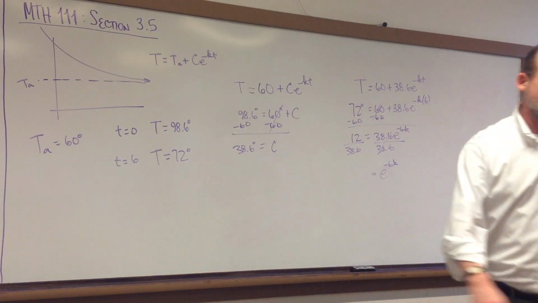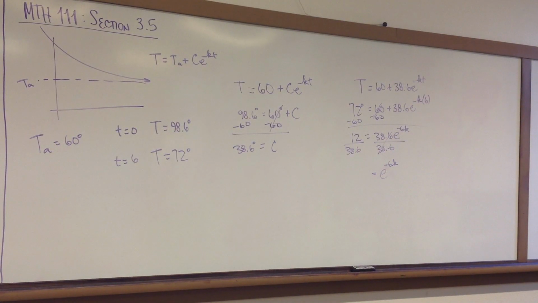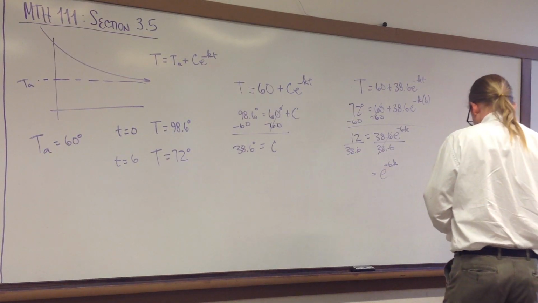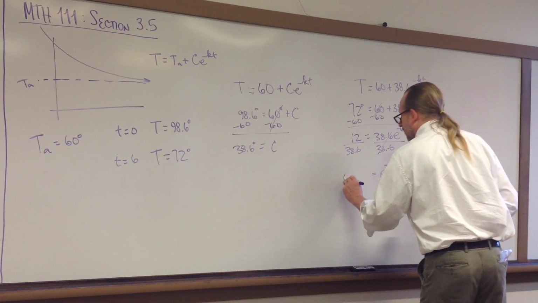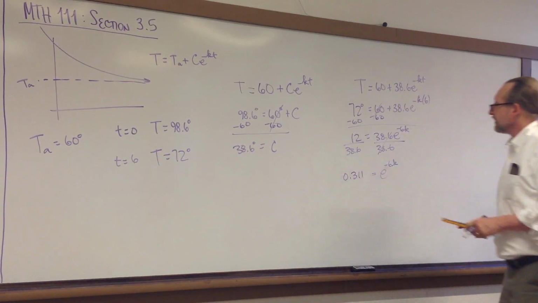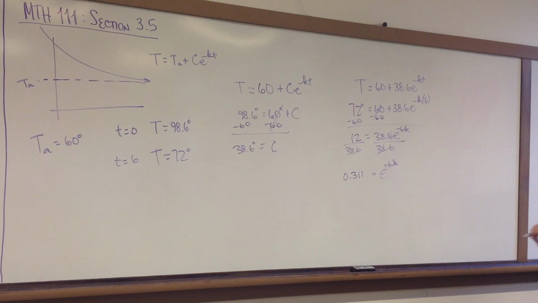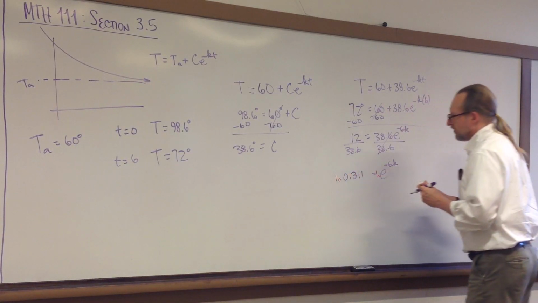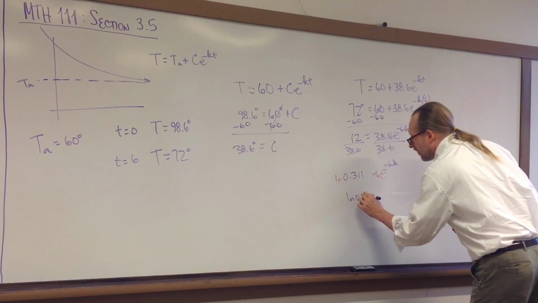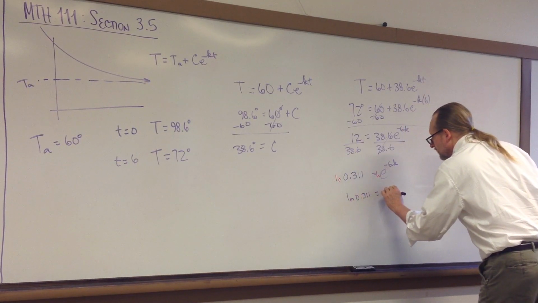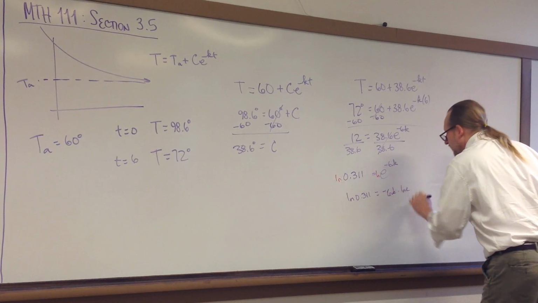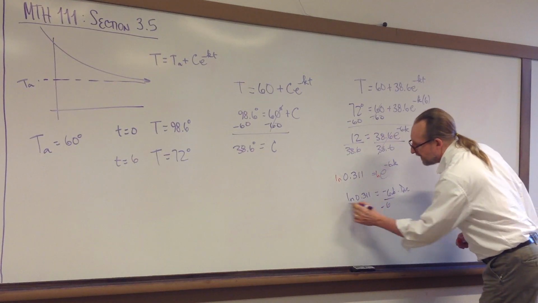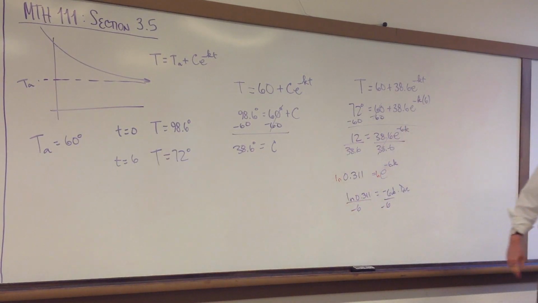So over here, let's see, 12 divided by 38.6. 0.311, we'll call it. 0.311 is a pretty good approximation. And then again, if we want to solve for k, take a natural log on both sides. Negative 6k times ln e. ln e is 1, so we don't have to worry about it. And just divide on both sides by negative 6.